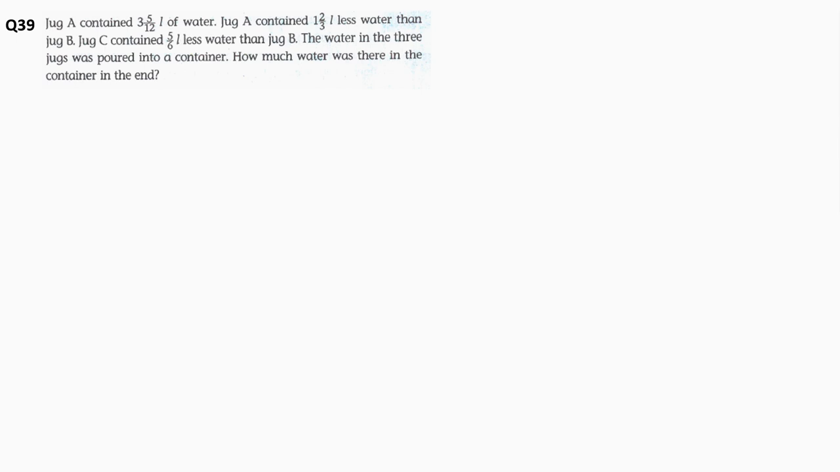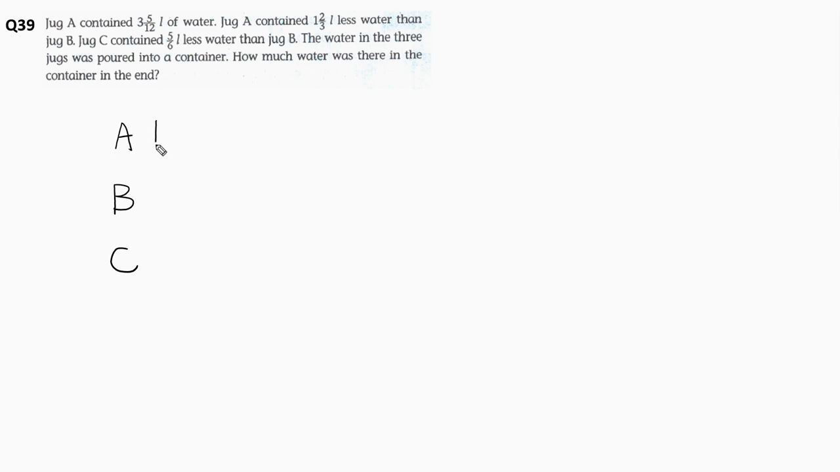Okay, so there's a lot going on, and various things are being compared to each other. And we do have to be careful of the language and read very carefully. So we have three jugs. Okay, that much is easy. We've got A, we've got B, and we've got C. And this first bit seems nice and easy. Jug A contained 3 and 5/12 of a litre of water.